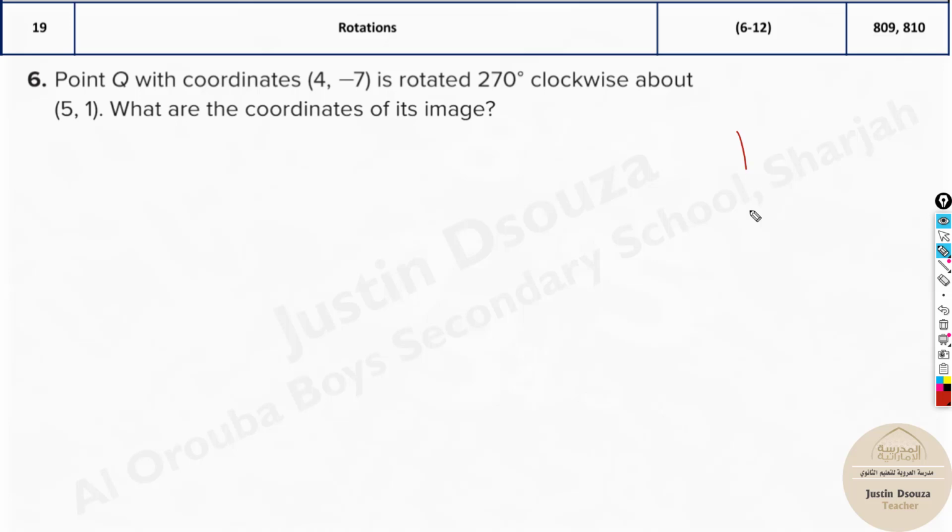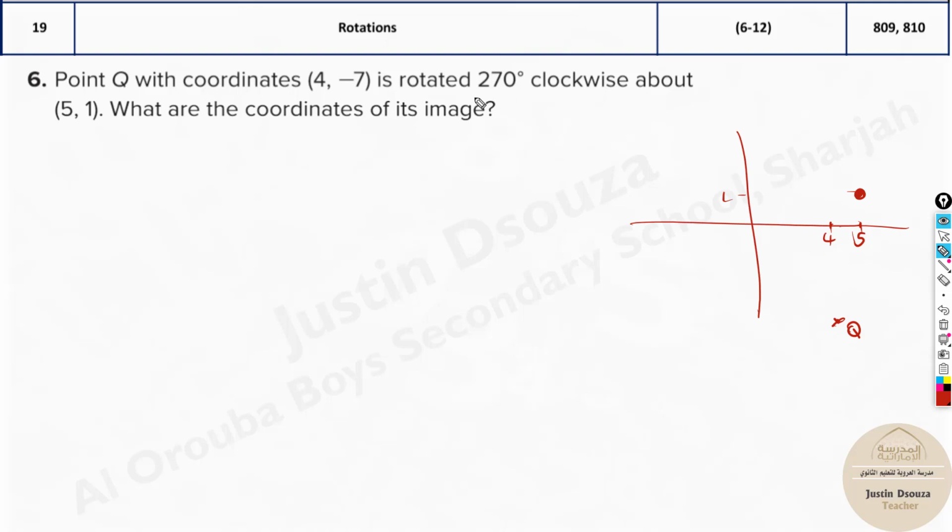Let me draw it straight. Okay, this is 4, and minus 7 somewhere over here. Let me take this as the point Q. It's mentioned. And now you're not rotating it about the origin, but the formulas which you know are all about the origin. But here it is at 5 and 1. So imagine this is 1. So about this point we are rotating, and we need to find the coordinate after it's rotated 270 degrees clockwise.